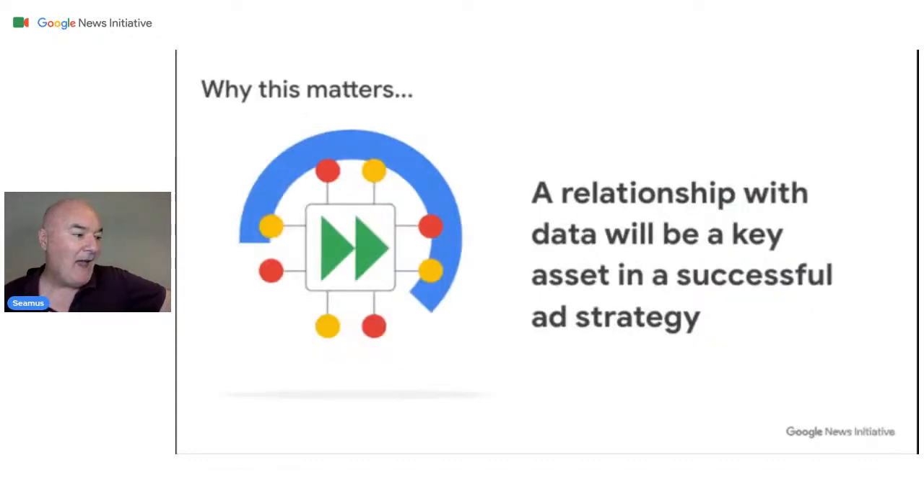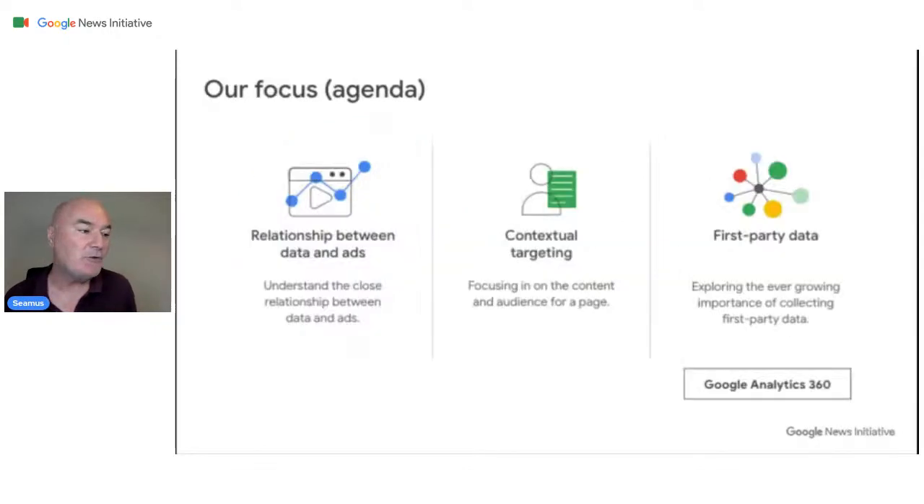Why does this matter? So the relationship with data will be a key asset in a successful ads strategy. That's what we like to say right up front. Of course, advertising has long been a key revenue driver for publishers. In the past, this really has been quite a simple solution, but changes in the way that we look at data, what it means for publishers, mean we're having to really rethink our advertising strategies. And really, it's about getting closer than ever to data. So really putting our finger on the pulse when it comes to data, understanding the benefits of data and how that can help our business in the future.